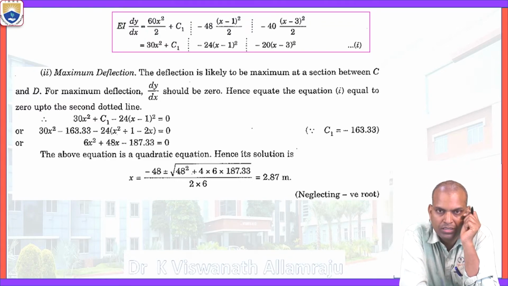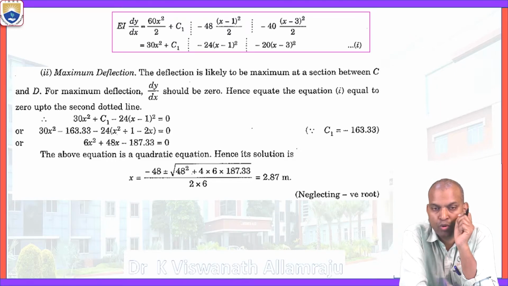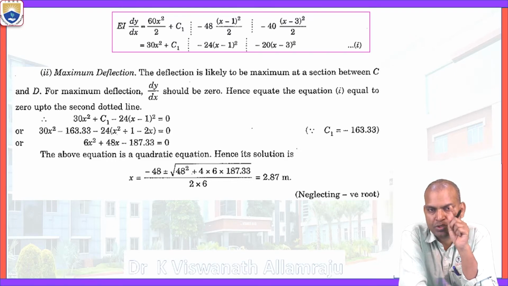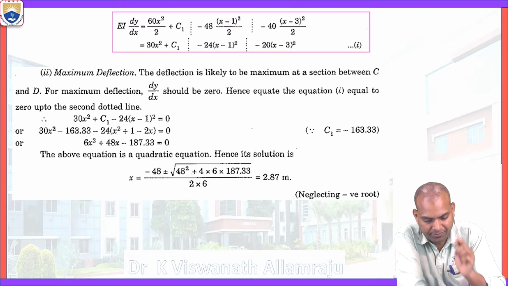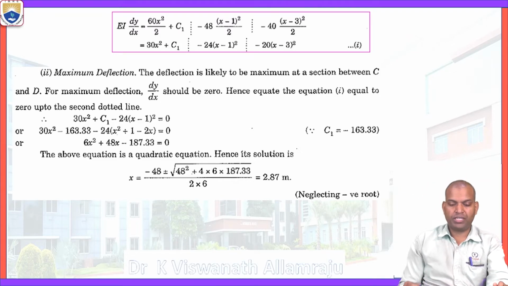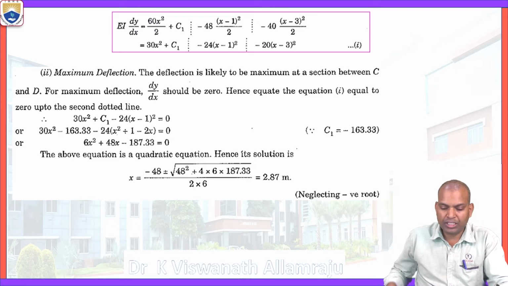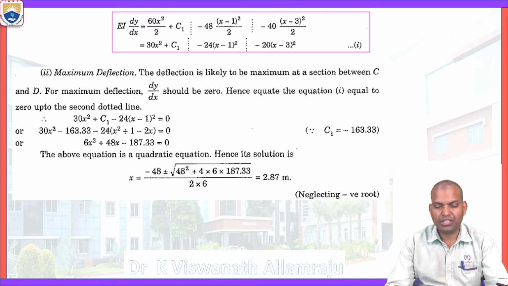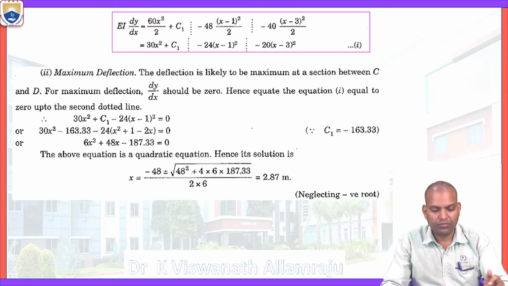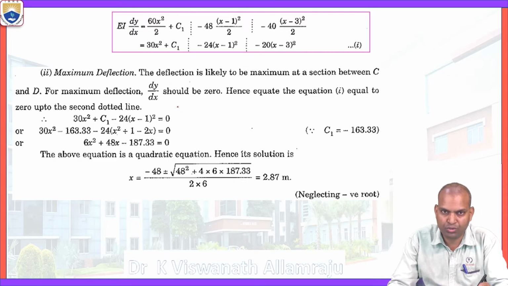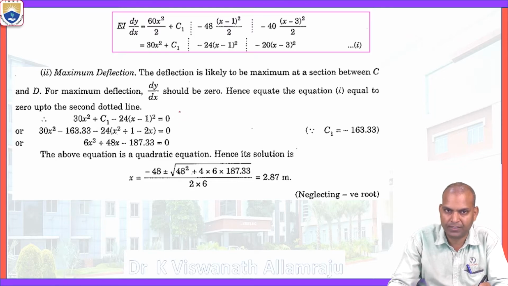Alright, now we need the location of the maximum deflection. After calculating the location, we have to substitute that x value in the deflection equation, then we will get the maximum deflection at that point. So what is the x value? Let us see. The deflection is likely to be maximum in the section between C and D. Then for maximum deflection, what will happen? dy by dx should be 0. Slope is 0 for maximum deflection.